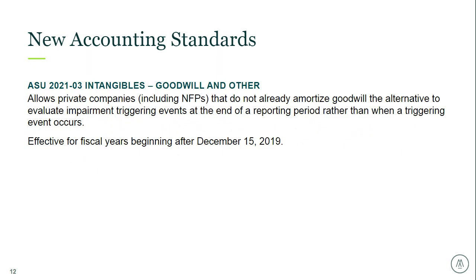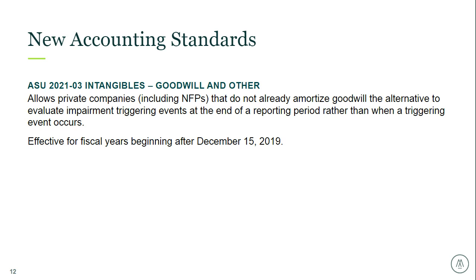The next one we'll talk about, and the last new accounting standards update that we'll cover, was issued in March 2021, and this is for intangibles, goodwill, and other. So this allows not-for-profits that do not already amortize goodwill the alternative to evaluating impairment triggering events at the end of a reporting period rather than when the triggering event occurs.